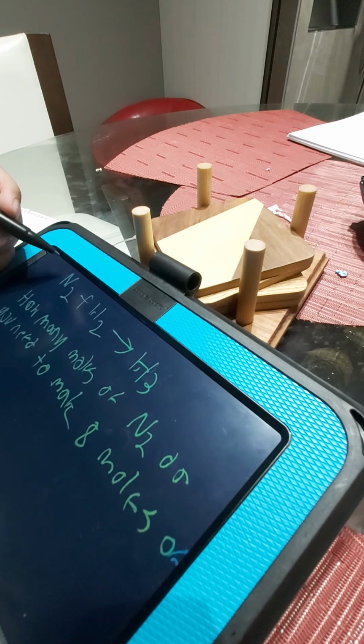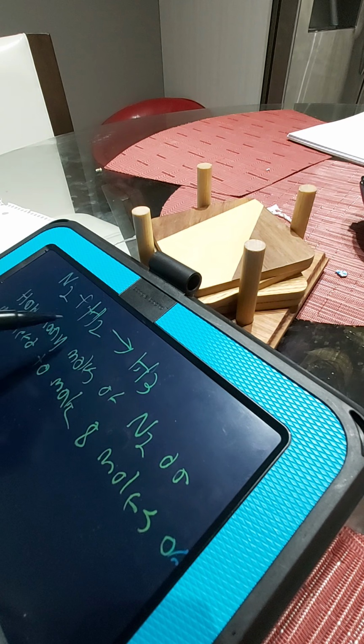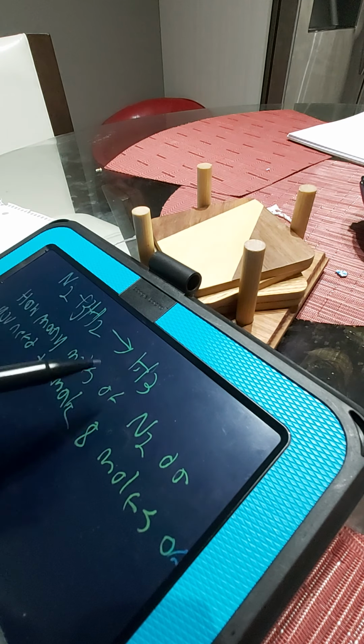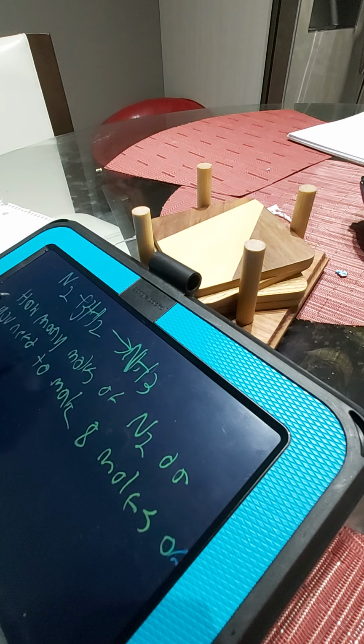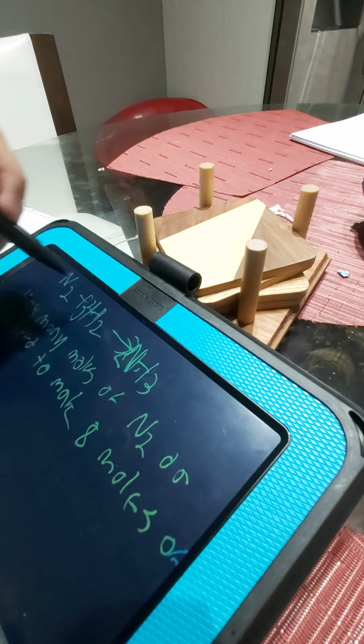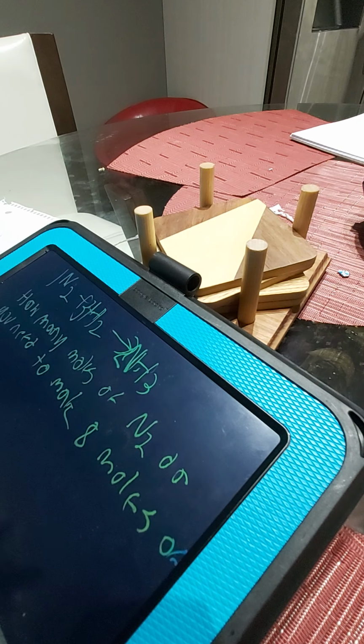Your first step is to balance the equation. Since H2 does not have a 3, you'd put a 3 at the front, and NH3 does not have a 2, so you'd put a 2 at the front, and then you'd put a 1 in front of the N2, and everything would be balanced.